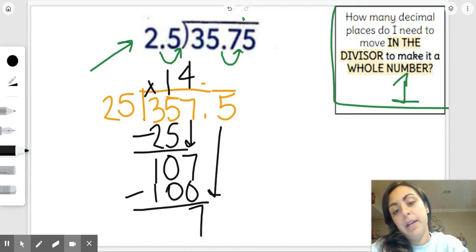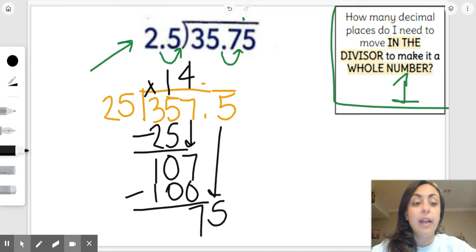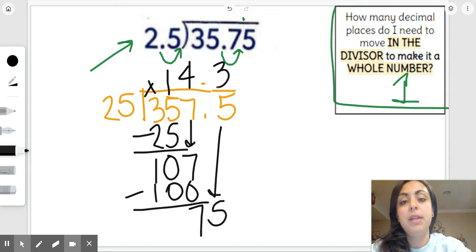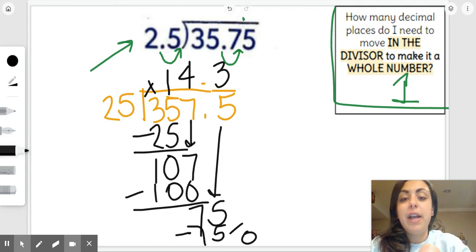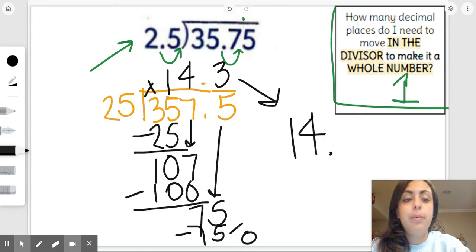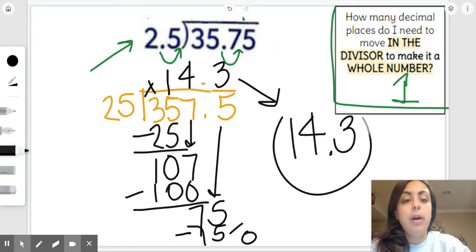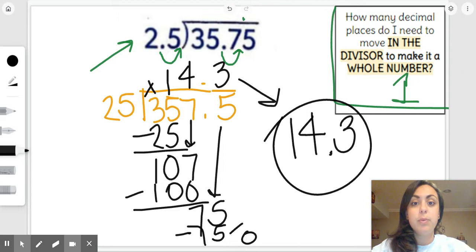And then I'm going to bring down that 5. Okay, again, counting in 25s, 25, 50, 75. 25 goes into 75 3 times evenly. And I'll do 75. I would obviously subtract, and you'll get 0. Can't fit it in there. So my final answer is 14.3. I don't have to move any decimals once I have my answer, and you just have to make sure that you put it in originally.